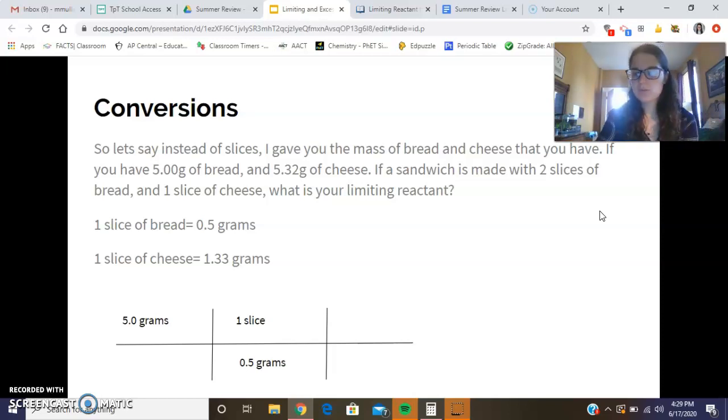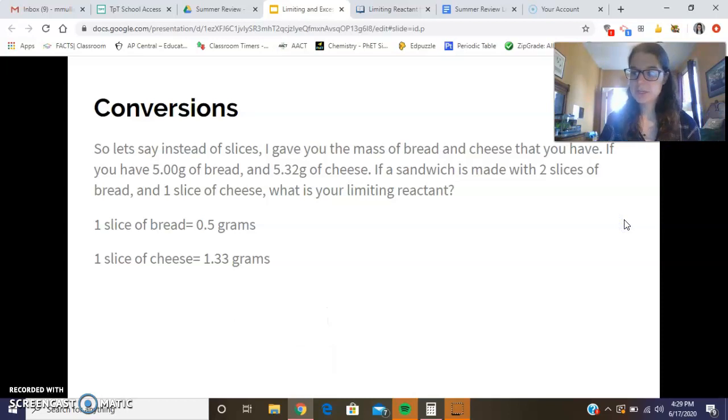Overall, I don't just want to know the number of slices of bread I have. I want to know how many sandwiches I can make to determine my limiting reactant. So I'm also going to say one sandwich requires 2 slices of bread. Again, I want to cancel my slice unit to get sandwiches, so slice is going to go on the bottom. So I have 1 sandwich per 2 slices. If I do this math, I multiply 5 by 1, divide by 0.5, multiply by 1, and divide by 2. So here I find out that I can make 5 sandwiches with these 5 grams of bread.